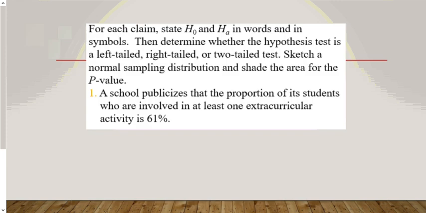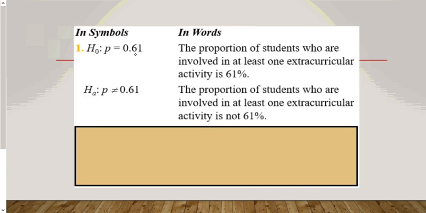So let's take a look here, and we'll go ahead and draw a picture of what this is. A school publicizes the proportion of its students who are involved in at least one extracurricular activity, 61%. This goes back to what we did earlier. Here's what those looked like. Our null hypothesis, the original, was that the true proportion is 61%. The alternative is not 61%.